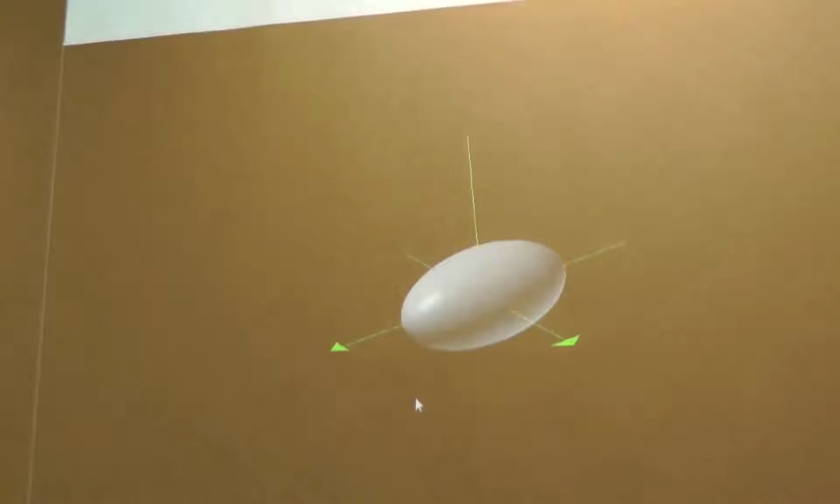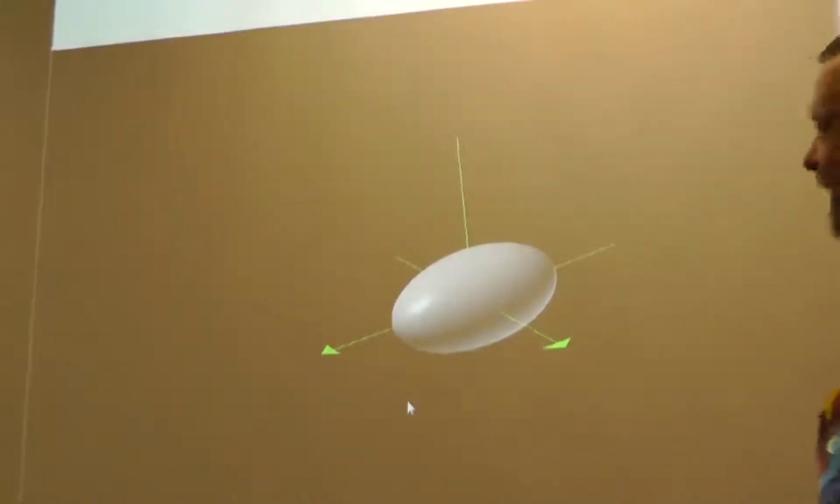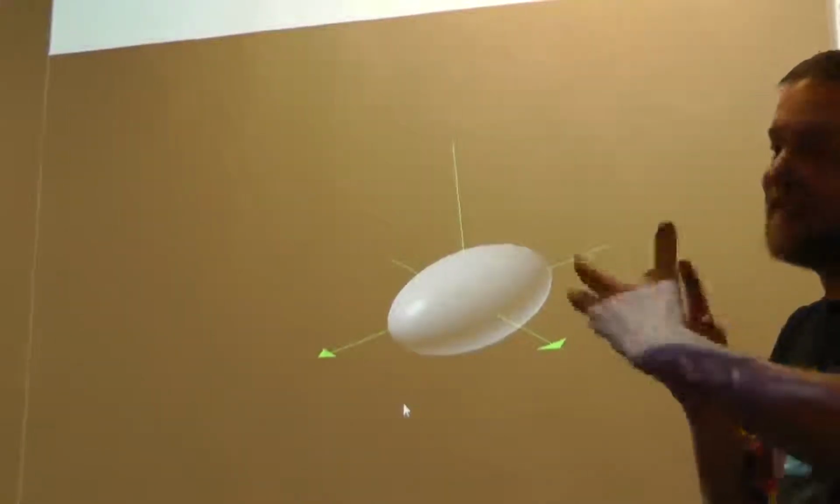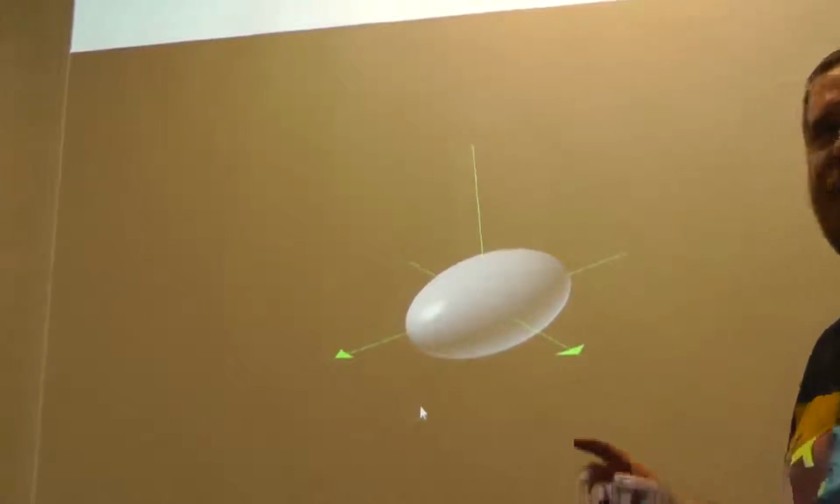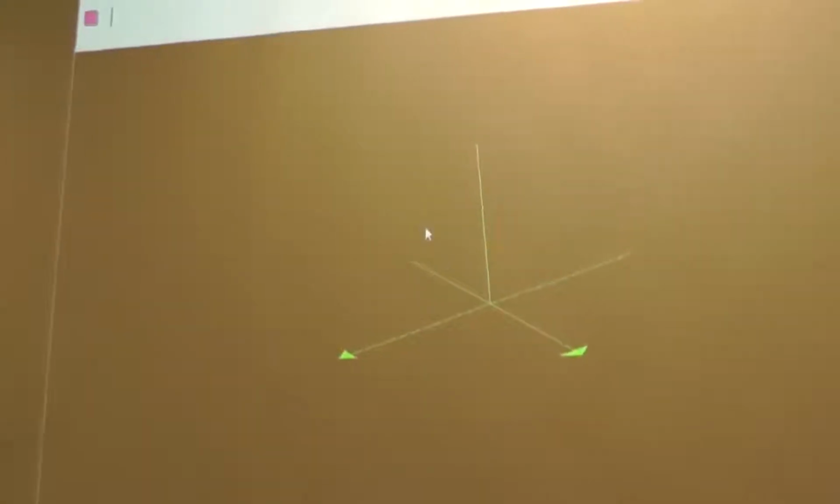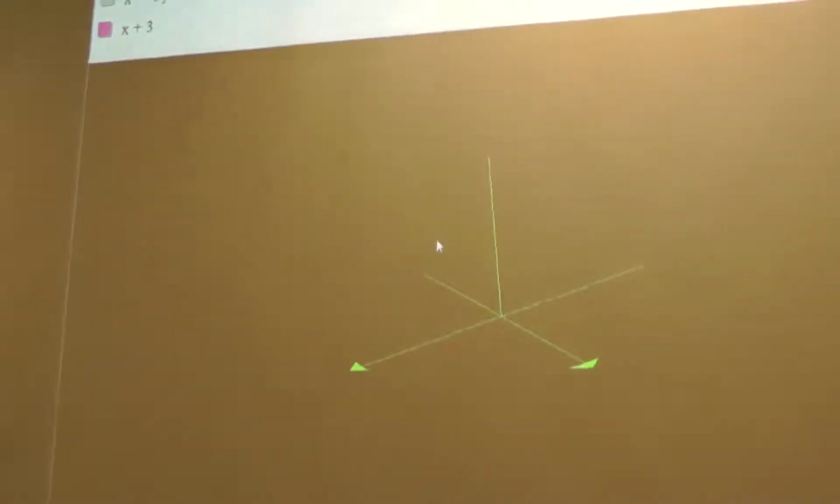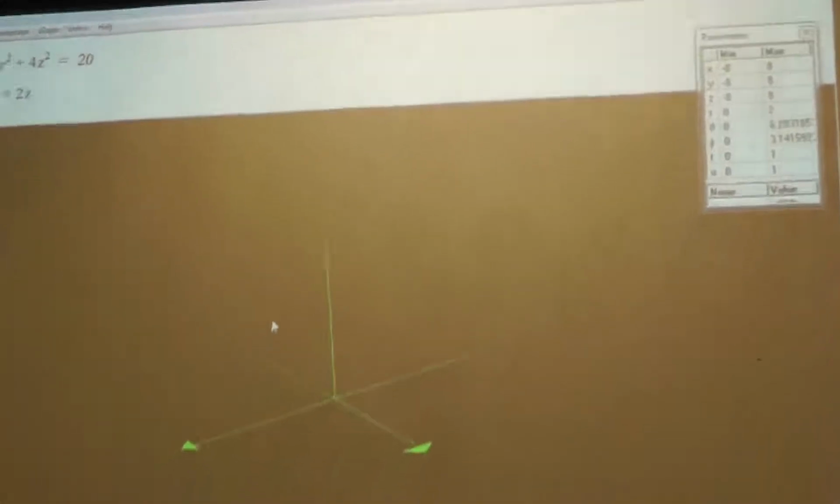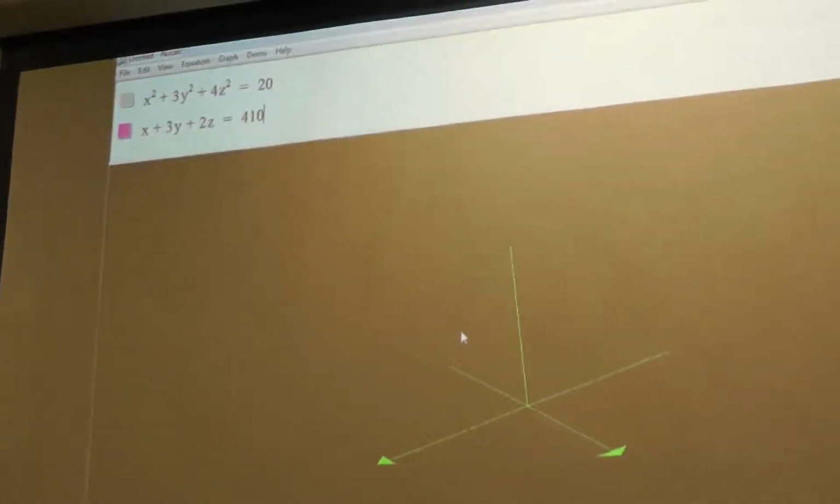So that's what our football looks like. Okay, it looks more like a pill or something like that. But anyway, it's an ellipsoid. Now I'm going to overlap it with the graph of the plane that we just found, and I'm going to go for the simplest equation. So let me do a new equation. The plane we got was x plus 3y plus 2z equals 10. Oh, hello, 10.